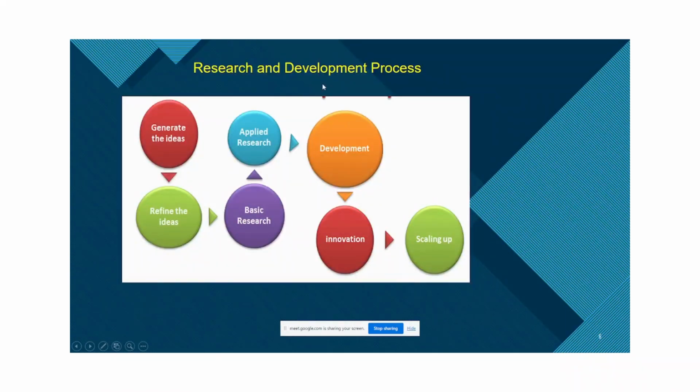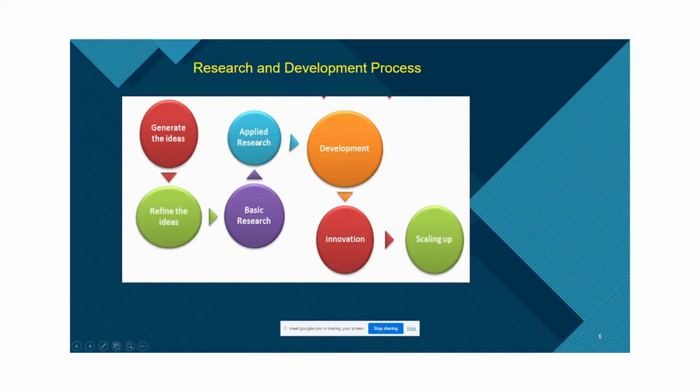So research and development has processes. It starts with creating or generating ideas. You refine the ideas, and then you do basic research. After basic research, that will lead you now to applied research. And with the applied research, it leads you to development. So this part has to do with the research, and then this part has to do with the development.